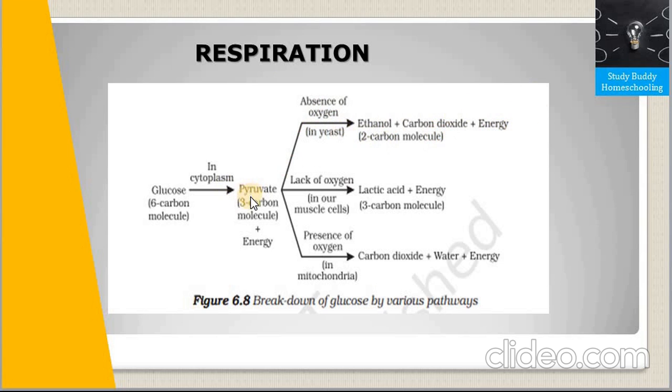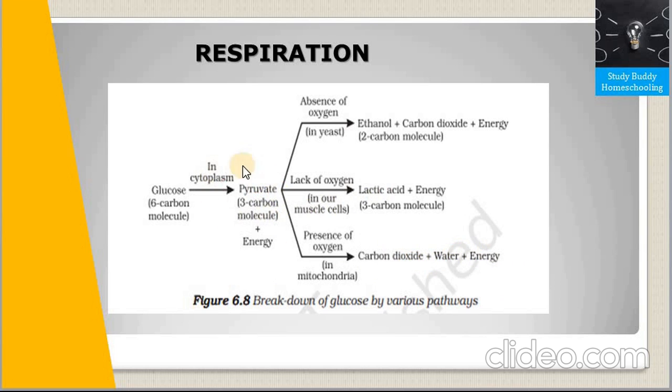So, pyruvate in the absence of oxygen gets converted into ethanol, carbon dioxide and energy. So, let us see what happens if oxygen is available. If oxygen is available, the pyruvate molecule which is present in the cytoplasm will move to mitochondria. This is also an organelle where cellular respiration happens. So, this pyruvate, if oxygen supply is there, it moves to mitochondria where enzymes present in the mitochondria break down the pyruvate to release energy, carbon dioxide and water.